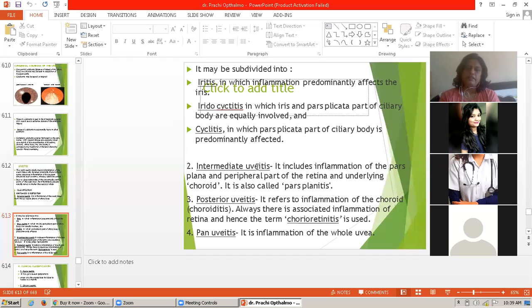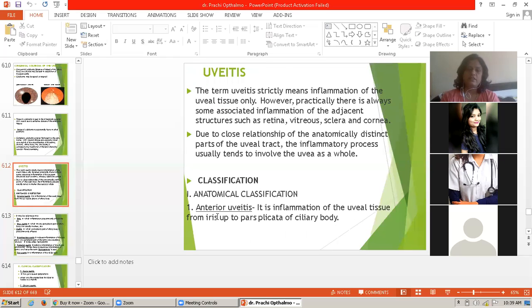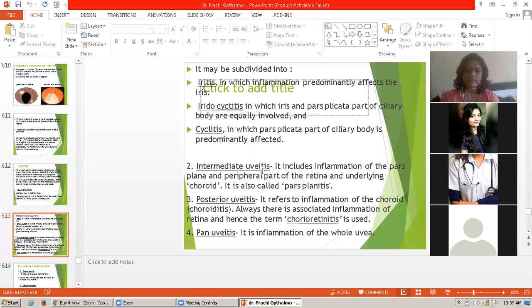Next type is intermediate uveitis. First, we have seen that is anterior uveitis. Second is intermediate uveitis. Third is posterior uveitis, and fourth is panuveitis. So we will learn about the second type, that is the intermediate uveitis. It includes the inflammation of the pars plana and peripheral part of the retina and underlying choroid, and it is also called pars planitis.